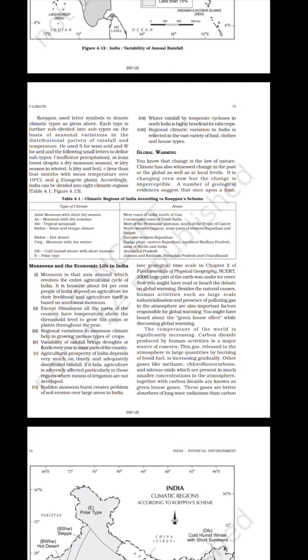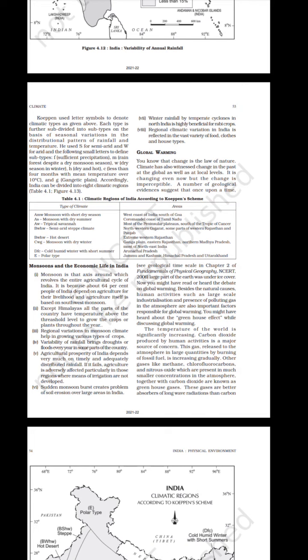Now you might have read or heard the debate on global warming. Besides the natural causes, human activities such as large scale industrialization and presence of polluting gas in the atmosphere are also important factors responsible for global warming. You might have heard about the greenhouse effect while discussing global warming. The temperature of the world is significantly increasing. Carbon dioxide produced by human activities is a major source of concern. This gas, released to the atmosphere in large quantities by burning of fossil fuel, is increasing gradually.